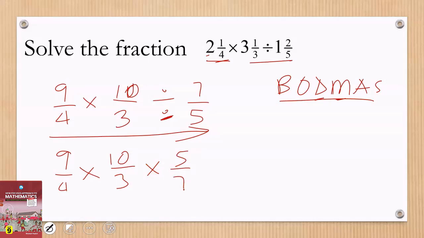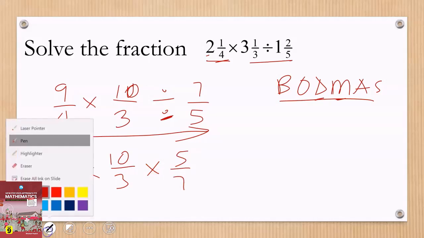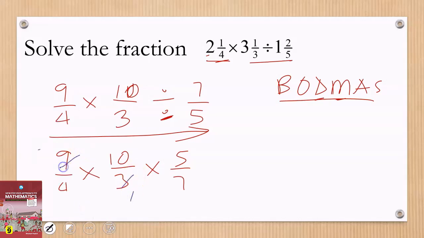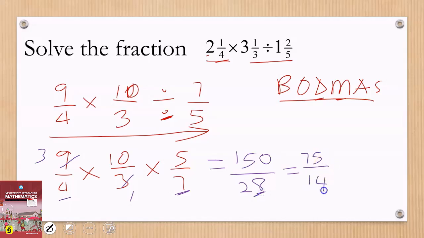Now, could there be a way of doing cancellation? Yes, we can let 3 divide itself 1 here and divide here as 3. Then we can have 3 times 10 times 5. So 3 times 10 is 30, and 30 times 5 will give us 150. Then divided by 4 times 7 is 28. Now we have this, and we can reduce this one to the lowest form, because 2 can divide 150 as 75 and 2 can divide here as 14.